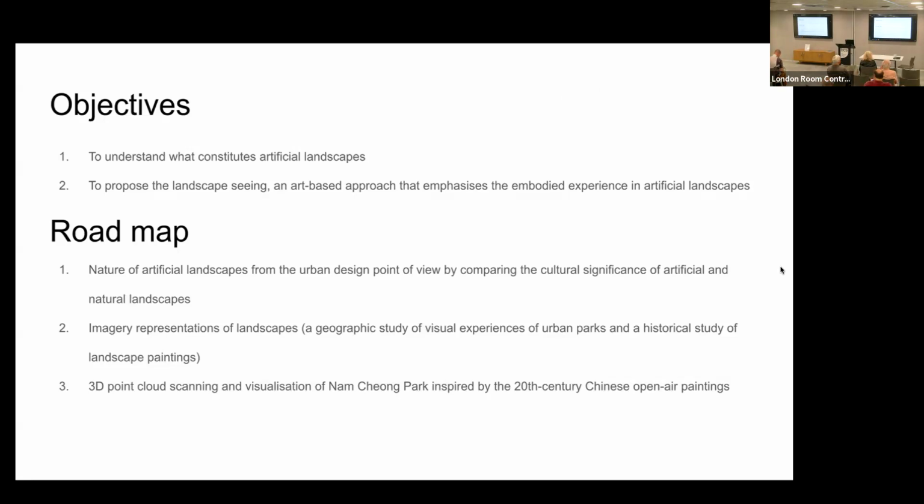And then I will conduct two case studies of imagery representation of landscapes. One is from a geographic study of visual experiences in urban parks in Hong Kong, and the other one is a historical study of landscape paintings in China. And lastly, I will introduce my practice-based research on the landscape seeing based on the 3D point cloud scanning and visualization of Nam Fong Park in Hong Kong.